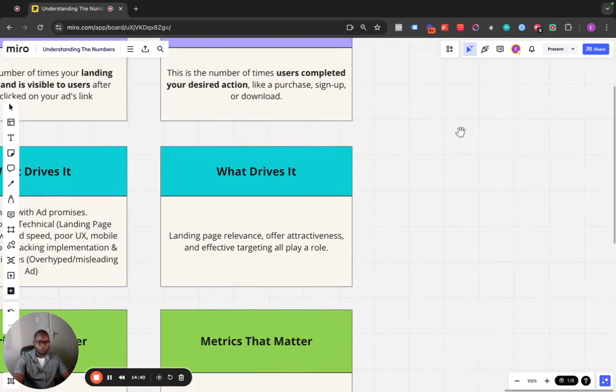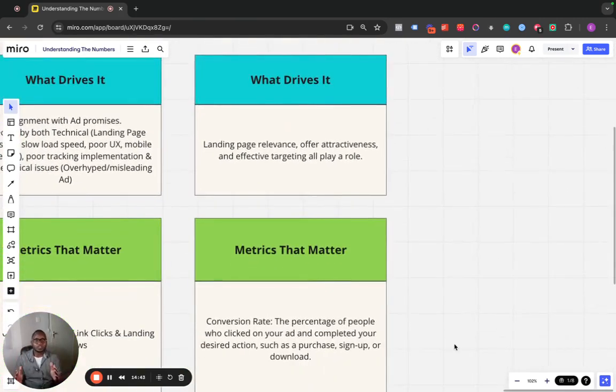So what drives the conversion action? Again, the relevance of the landing page to the ad. So the experience needs to be very smooth. Whatever was being promised previously is being delivered. The offer attractiveness, again, this is where what you're communicating needs to be extremely enticing for users to actually want to take up your offer. And effective targeting. Again, targeting is such a critical element, because if you're sending a construction worker to a fashion website and they have nothing to do with each other, then the conversion rate is going to be absolutely terrible.